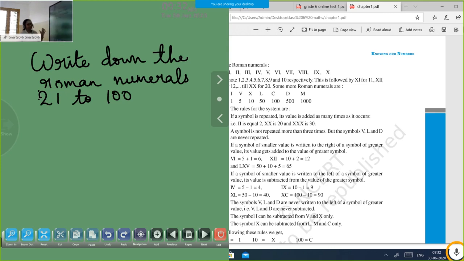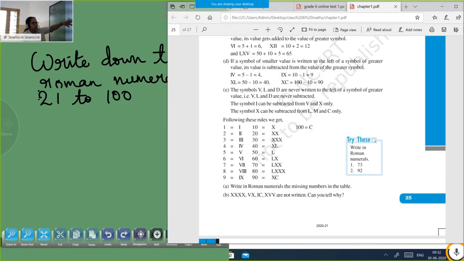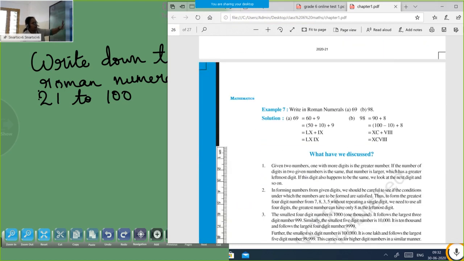Today's homework, okay? Take 2 pages of the notebook and make 2 columns. First column, how will we write? The normal number we are saying, that is the Hindu-Arabic number. So in the first column make Hindu-Arabic number. In the second column make Roman number. Okay? So today's assignment, today's homework: write down the Roman numerals 21 to 100. That is the work today.